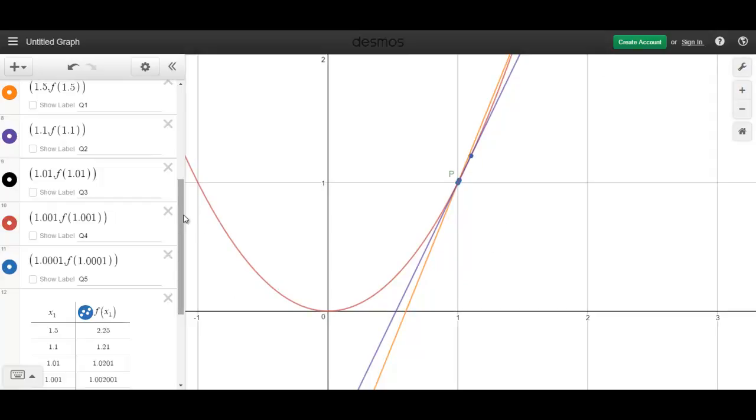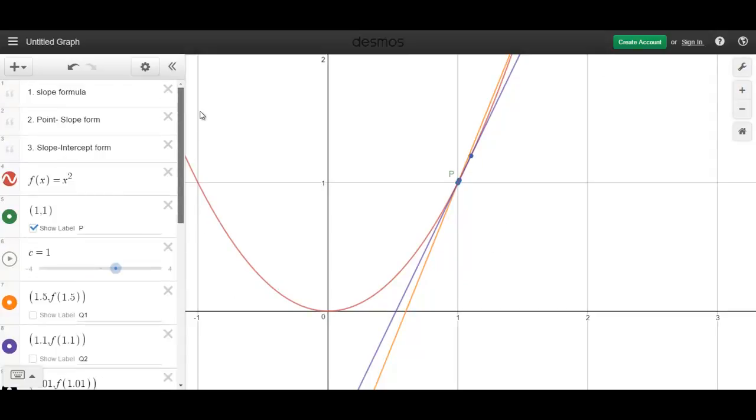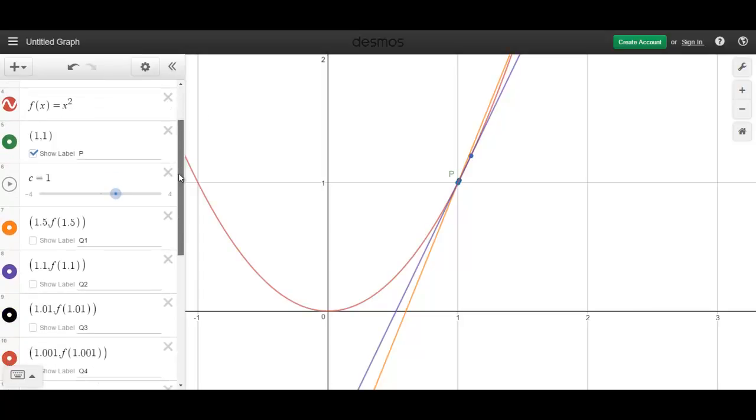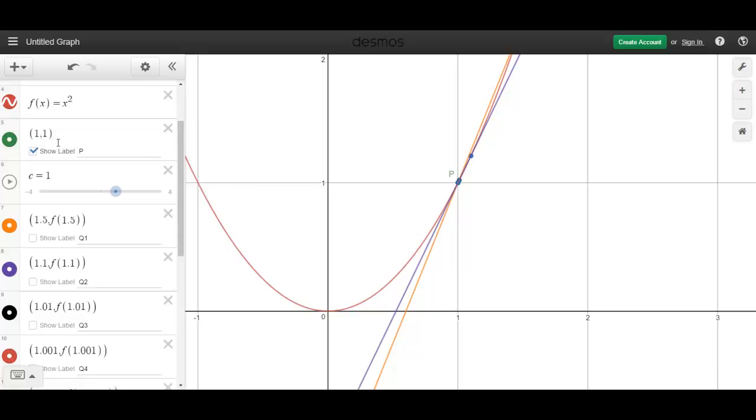So let's do the exact same thing again. Same process: slope formula, point slope form, slope intercept form. But this time we're going to use P and the even closer point. I believe this time we need to use 1.01. Again, I'm using my calculator real fast. Hopefully I don't run into rounding errors here. We'll see what happens. So we have the point 1, comma 1, and 1.01, comma 1.01.